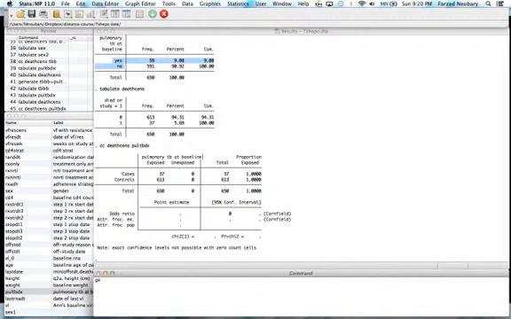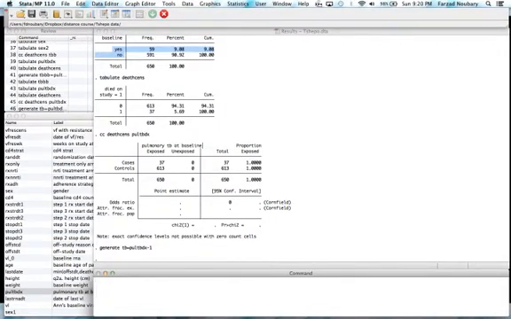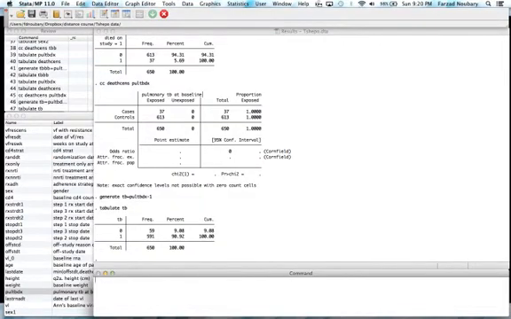So I'm going to type in generate, and I'll just call it TB, which is the name of my new variable. So generate TB equals pulmonary TB diagnosis, the existing variable, -1. Okay? So now I have this new variable. Let me take a look at what that looks like. So I'll just type in tabulate TB, and there it is.